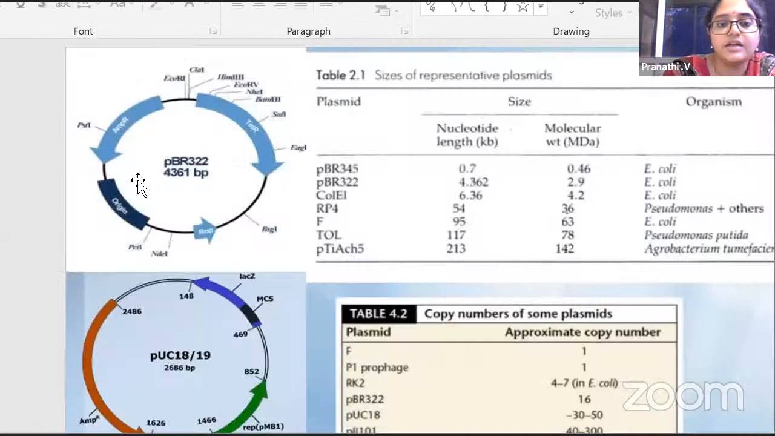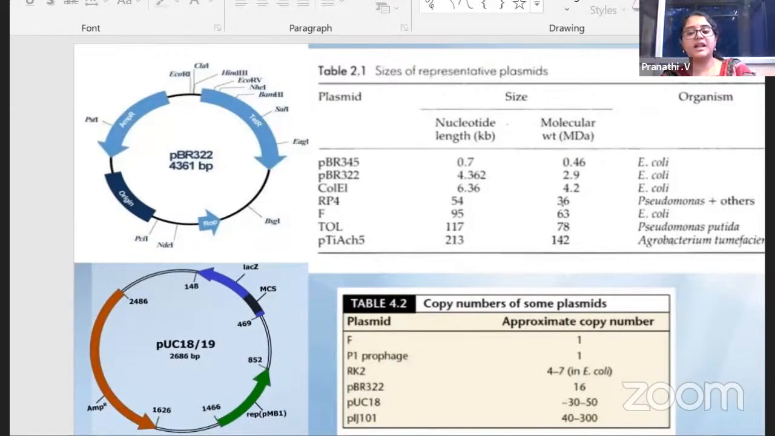Right. So you have the EcoRI site. This is the nucleotide length. The date of it is given, the different organisms it is from. It is given for different plasmids, and you get to see that this is pUC. The different copy numbers are also given. Here you can see that pUC and pUC101 have a very good copy number. From one plasmid, you get around 30 to 50 plasmids, which is good.